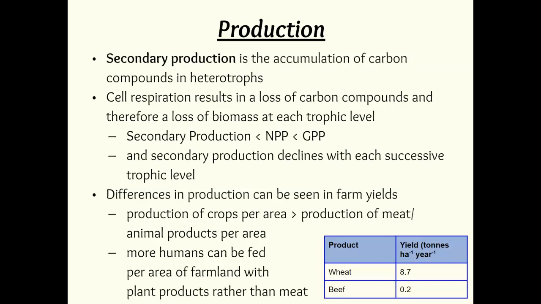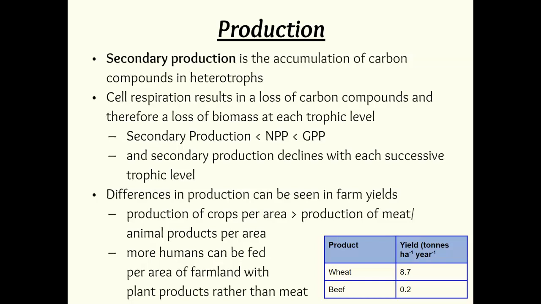And within secondary production, there'll be less and less of that as you move up the trophic levels. These differences in production can be seen in farm yields. So when farmers are either growing crops or raising cattle, for example, or some other animal, on their farmland, we can analyze how much of their product they are actually creating per given area per year. And the data always supports that we get more product for that same time and same area with plants.